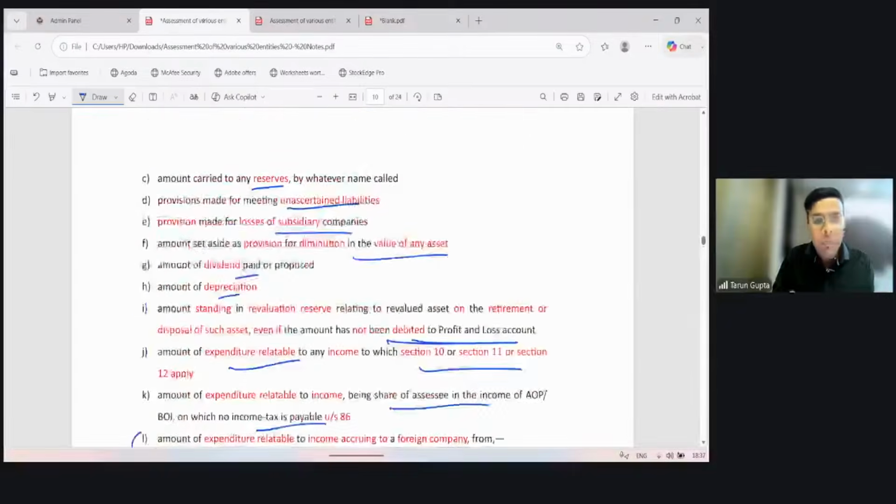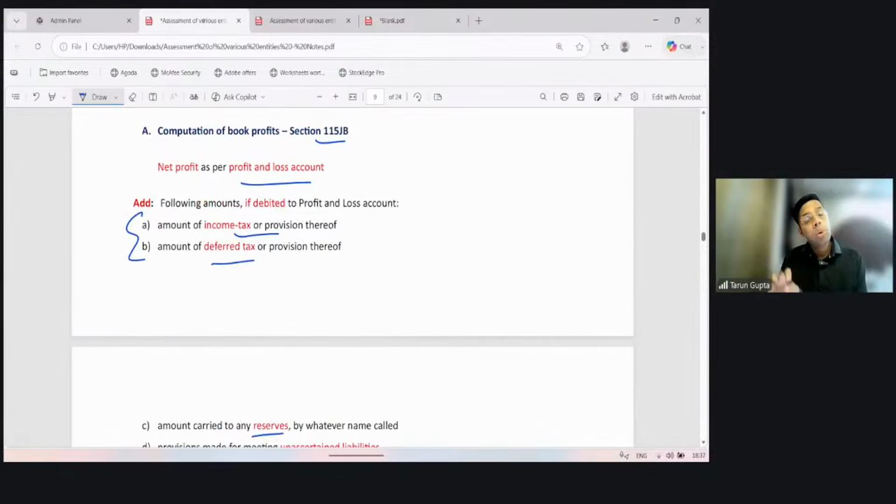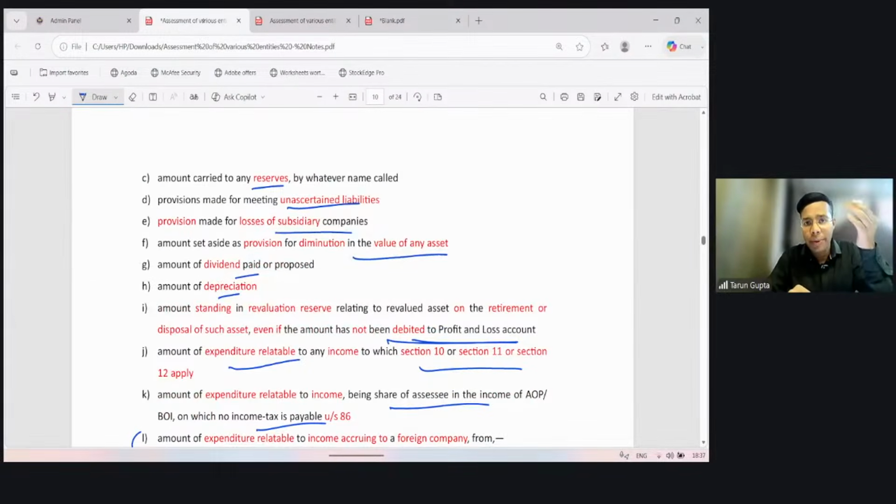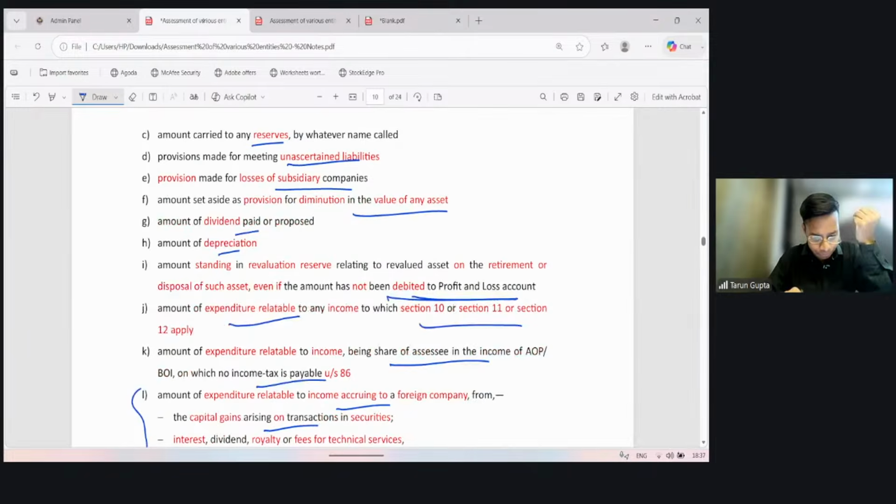So what did we discuss? The book profit is to be increased by, of course, you understand, the income tax or the deferred tax. Then there is a reserve or provision for an uncertain liability. Then there are three types of provisions: provision for uncertain liability, provision for loss of subsidiary, and provision for diminution in the value of the asset. Then dividend declared, whether paid or proposed, is to be added back below the line item.